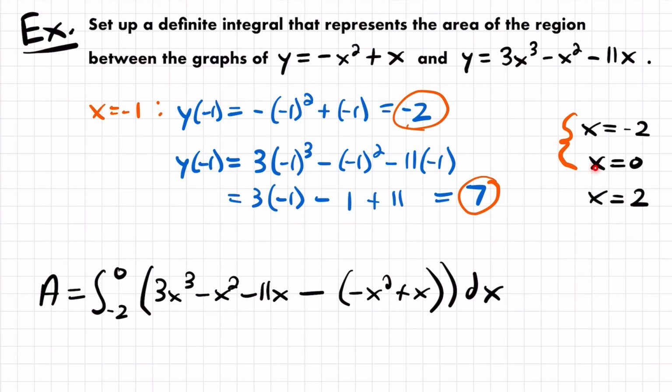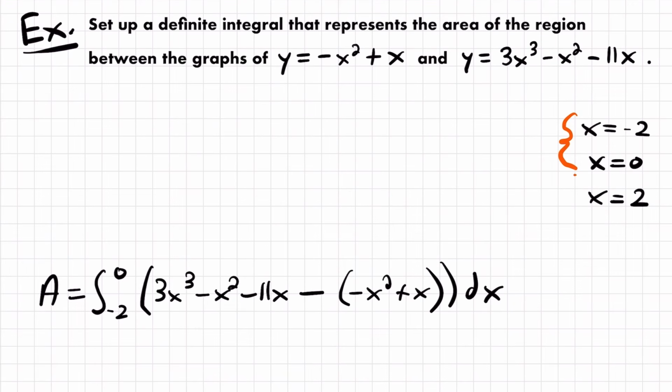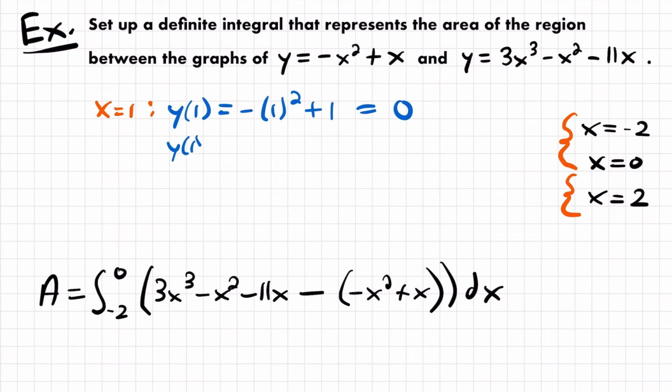Now let's work on the second region from 0 to 2. Let's see which function is on top for that region. If we clean up our work here, now we're going to look at the region from x equals 0 to x equals 2. This time I'll pick the value of x equals 1 to plug into each of our functions. For x equals positive 1, if we plug that into this equation right here, we will have y of 1 is equal to negative 1 squared plus 1. That will be equal to 1 squared, which is 1, but made negative, plus 1, and so that will be equal to 0.